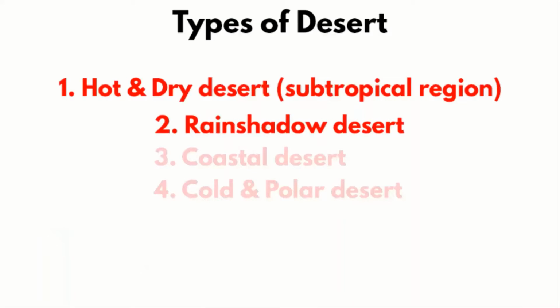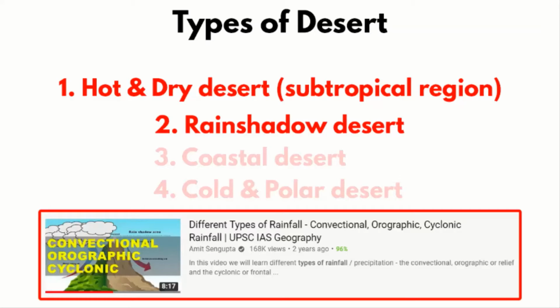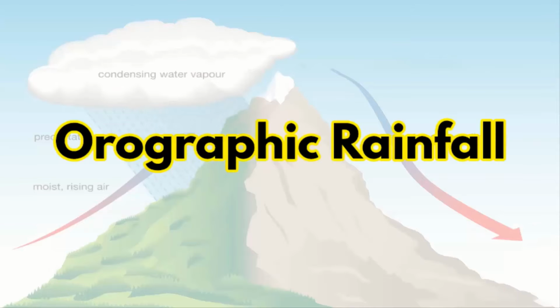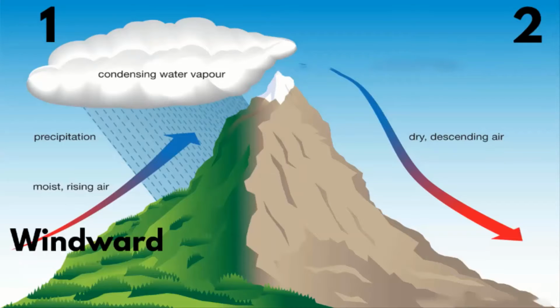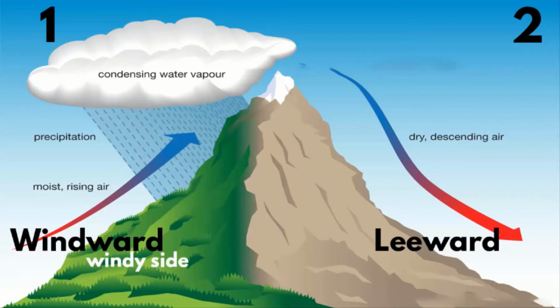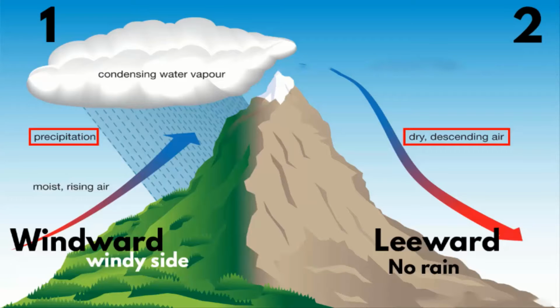The second type is the rain shadow desert. I want you to watch the video where I have explained different types of rainfall. In that, I have explained orographic rain. So there are 2 sides of a mountain: one is the windward side and the other is the leeward side. By looking at the name, you can easily figure out that windward means the side of the mountain which faces a lot of wind. As a result, this side of the mountain faces a lot of rainfall. The leeward side is the opposite side, where it is dry and there is no wind. That means there is very little or no rainfall at all on the leeward side of a mountain.